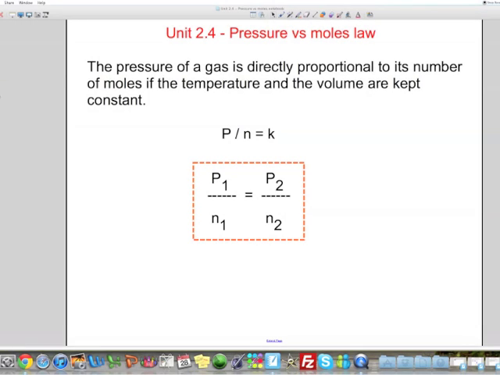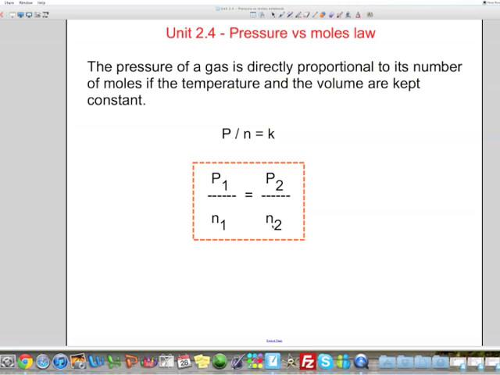So now we're going to cover the last gas law, which is pressure versus moles. It works the same way as all the others. We have a relationship between pressure and number of moles that is a direct relationship, or proportional. P over N is always constant, which means that we can say P1 over N1 is equal to P2 over N2. And as usual, if I increase the pressure by a certain factor, that has to be related to the number of moles increasing by the same factor.